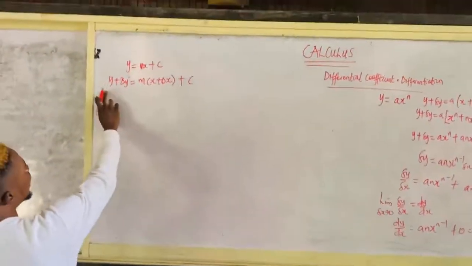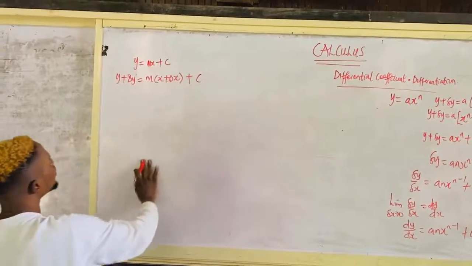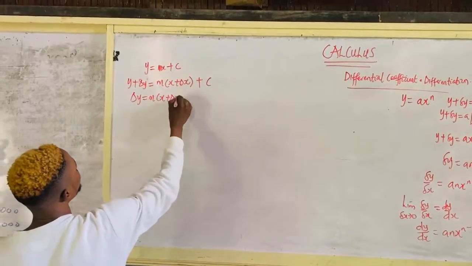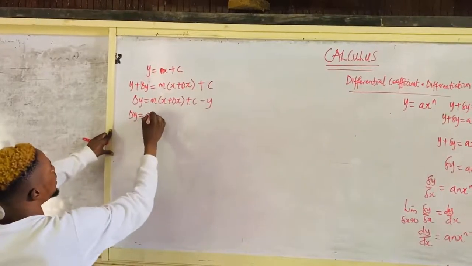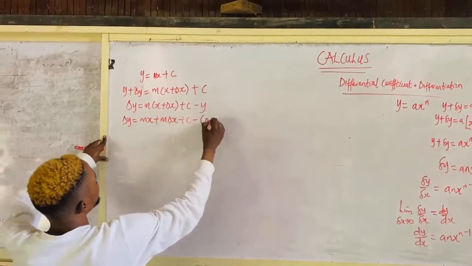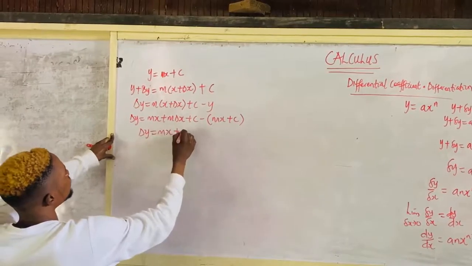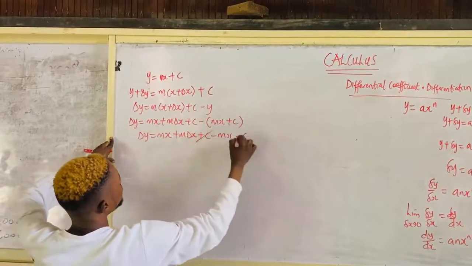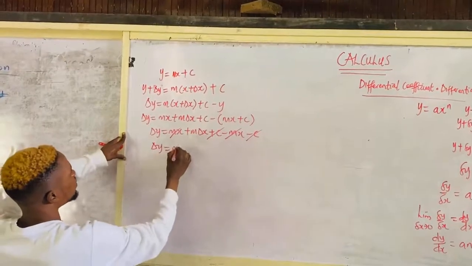So that's y plus δy is equal to what? m into bracket x plus what? δx. So that's y plus δy is equal to mx plus δx plus c. Minus y. So δy is equal to mx plus m δx plus c minus my y is what? mx plus c. So that gives δy is equal to mx plus m change in x plus c minus mx minus c. So mx cancels out. That's change in y is equal to m change in x.